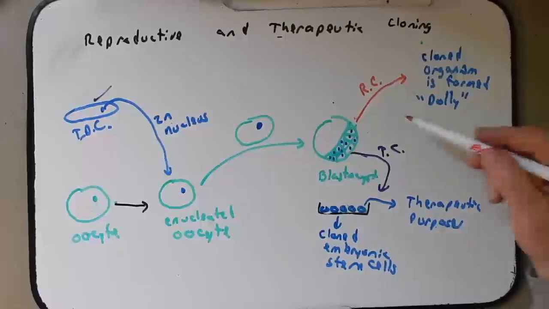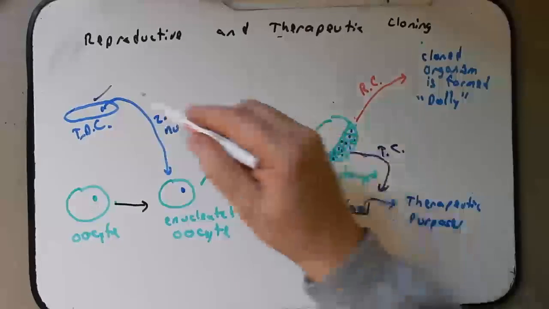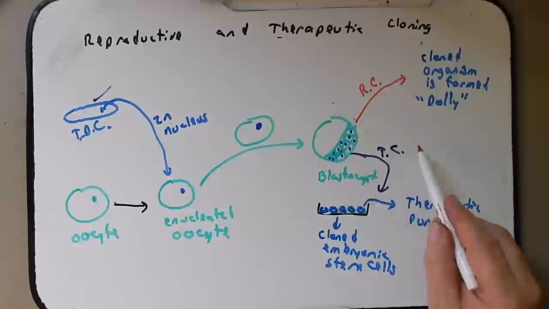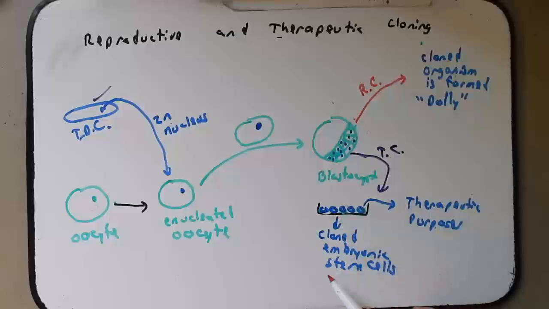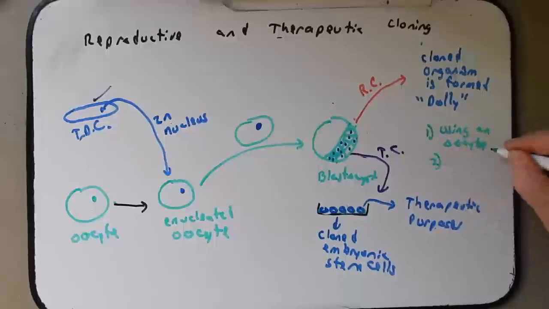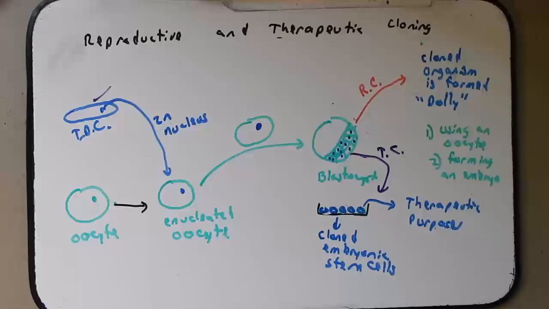Okay, as a quick review, reproductive cloning would produce a whole organism that would resemble the original organism that donated the nucleus, and therapeutic cloning here still produces the embryo but not the whole organism, just the cells. Now, using this approach still relies on using an oocyte and still relies on forming an embryo. This next technology I'm going to talk about eliminates the need for these two steps.